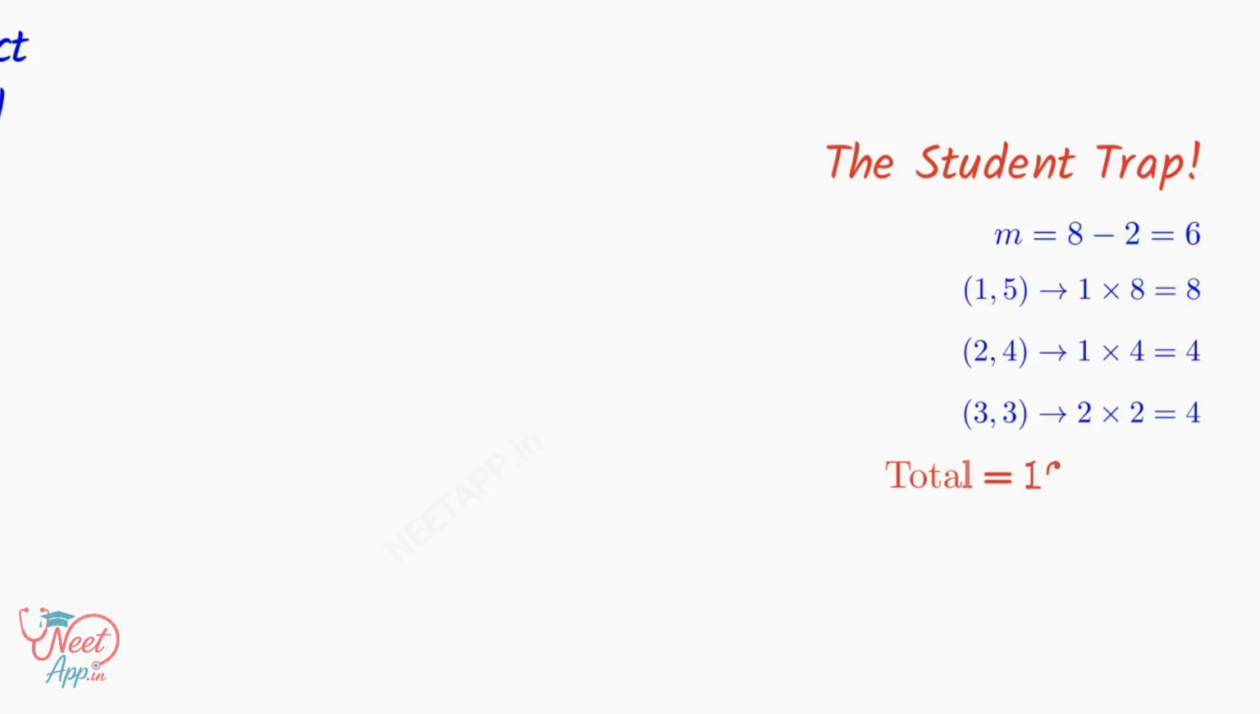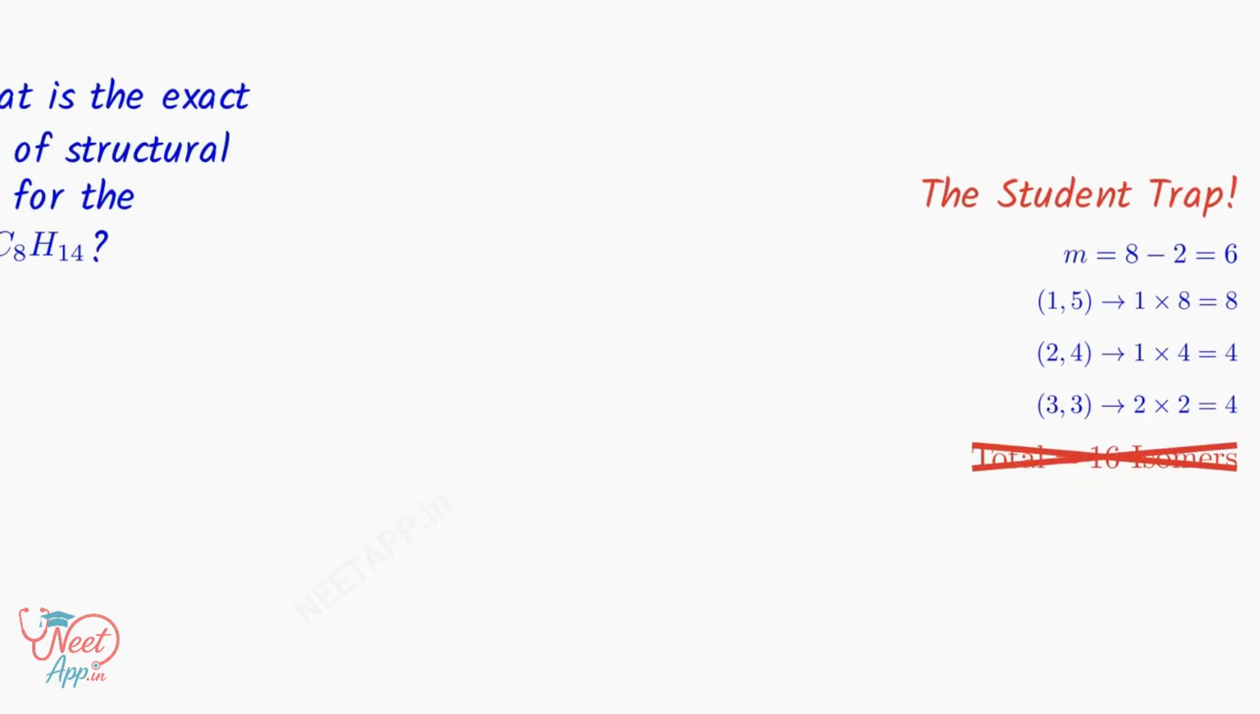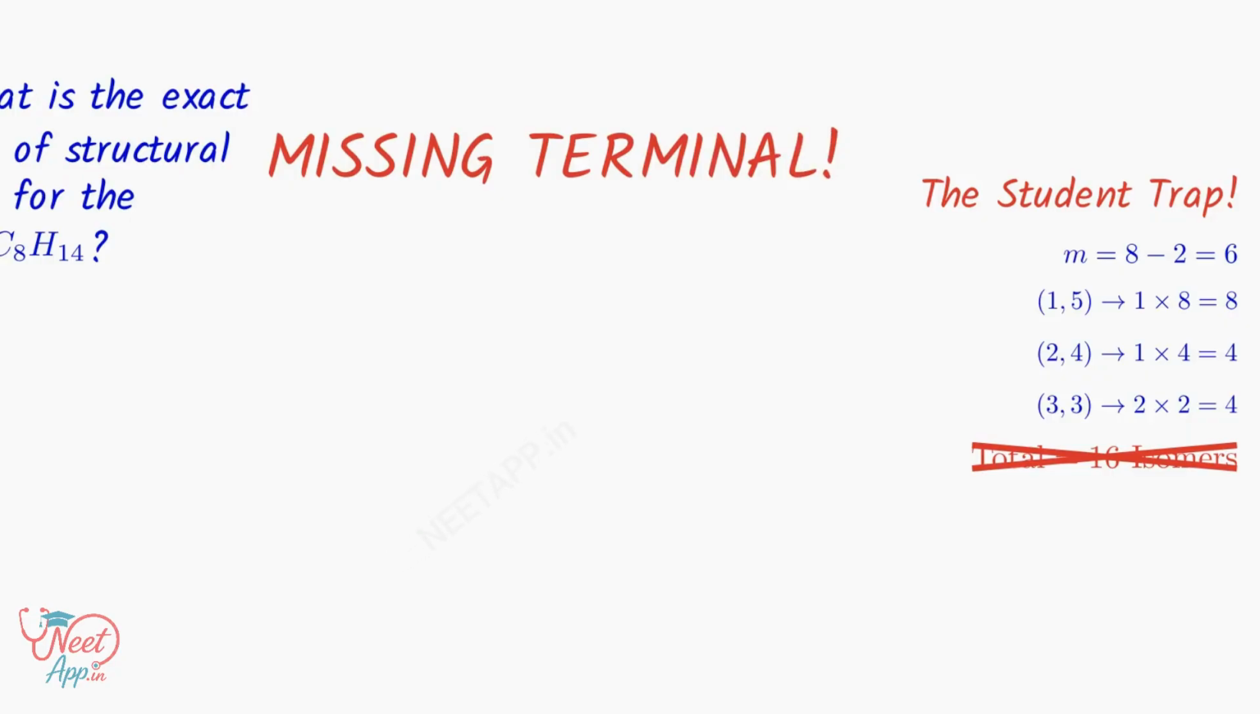Apply the formula M equals 8 minus 2, which is 6. Students split 6 into the pairs 1, 5, 2, 4 and 3, 3. Using the variations, this gives 8 plus 4 plus 4, which equals 16. Watch the center screen. 16 is the trap.